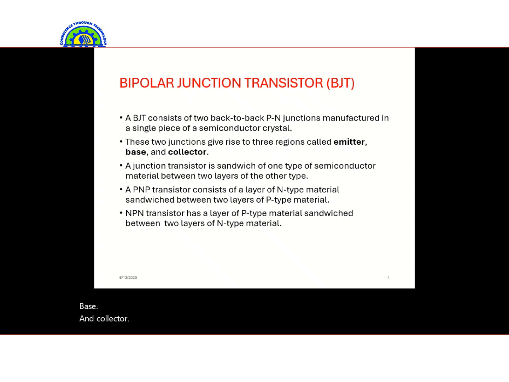A junction transistor is a sandwich of one type of semiconductor material between two layers of the other type. A PNP transistor consists of a layer of N-type material sandwiched between two layers of P-type material. An NPN transistor has a layer of P-type material sandwiched between two layers of N-type material.